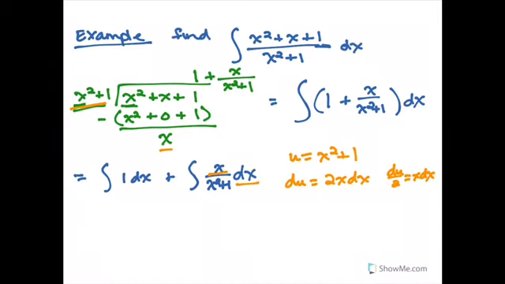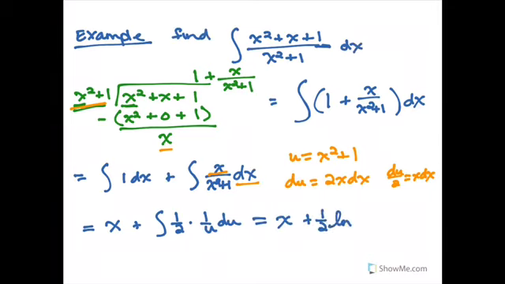So this becomes, for the first integral, the antiderivative of 1 is just x. My second integral becomes the integral of 1/2 times 1 over u du, which will give us x from the first integral plus 1/2 natural log of our u, which is x squared plus 1, plus c. What if you don't split the two separate integrals?